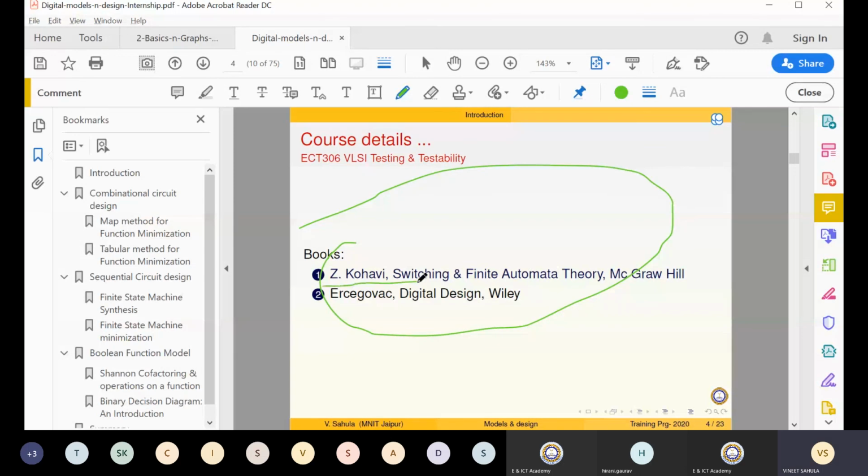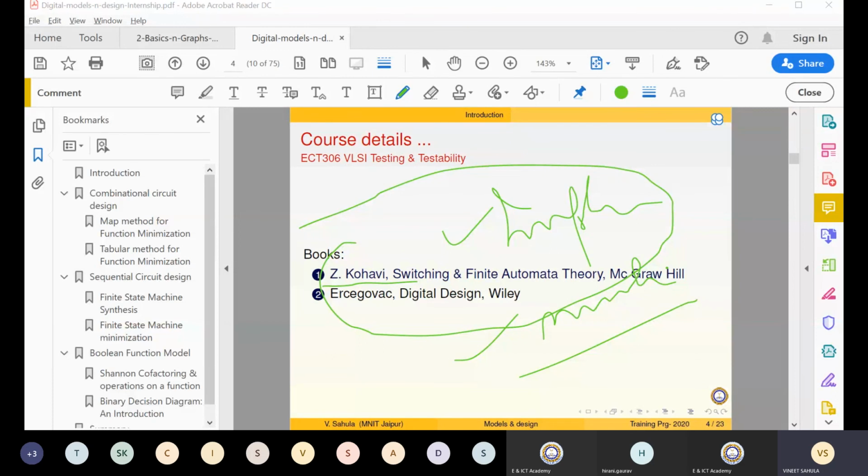From Kohavi's book, it is very simple. Sequential circuit design. You learn the implementation of FSM and the minimization of FSM. First will come minimization, then implementation. Whatever you do the paper-pencil way, the computer will do by itself as sequential circuit optimization. The heuristic method will be taken by Amit now for retiming.